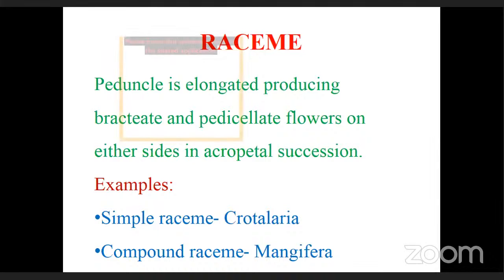In raceme, if the peduncle is branched, it forms a compound raceme. If the peduncle is unbranched, it is called a simple raceme. When the peduncle is unbranched and produces bracteate pedicellate flowers on either side in acropetal succession, it is a simple raceme. When the peduncle is branched and produces many simple racemes in acropetal succession, it becomes a compound raceme. You see this picture, you will know.